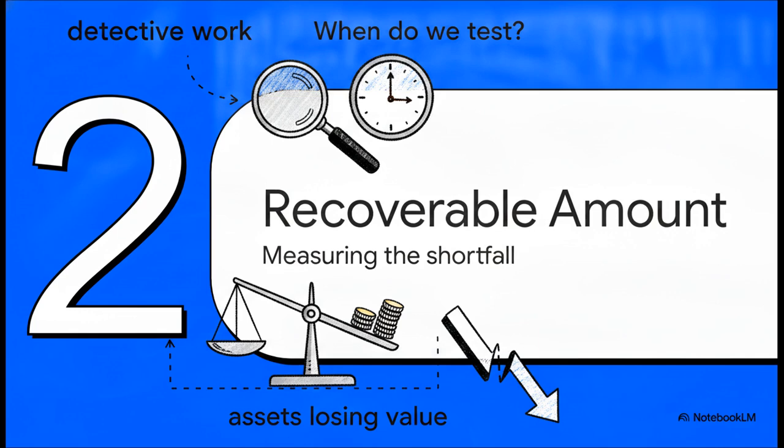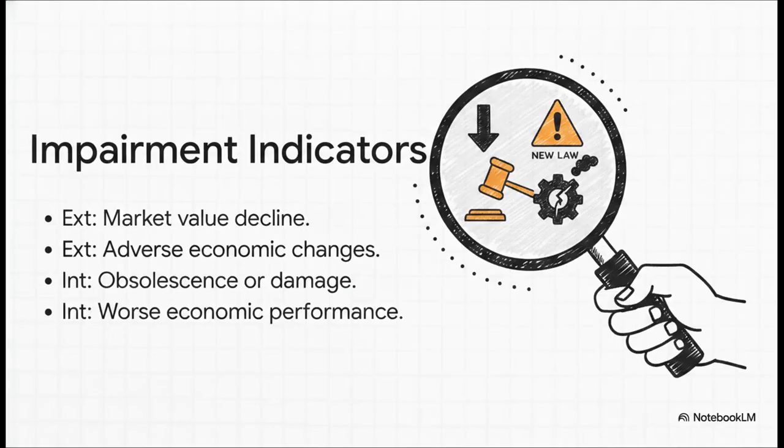Moving right along to Section 2, let's talk about actually measuring that recoverable amount. The good news here is you don't have to run an impairment test on every single asset every day. That would be a total nightmare. Instead, at the end of each reporting period, you act like a detective. You're looking for specific external and internal triggers. Maybe an unexpected drop in market value, a new law restricting your product, or a key machine literally breaking down. Those are the red flags that prompt a formal test.